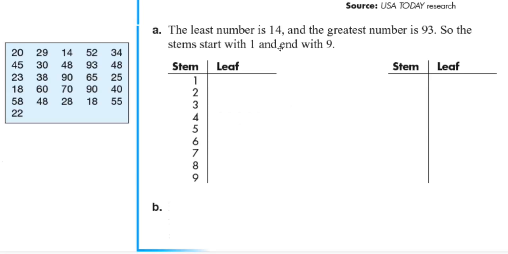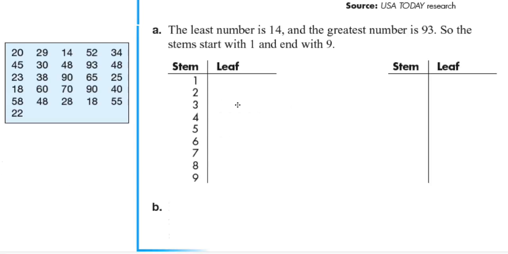Okay? Again, stem 1, because the tens place of 14 is 1, and the tens place of 93 is 9. And we include all the numbers in between those two numbers. Those will become our stems. Okay? And then we start creating our leaves for this one.